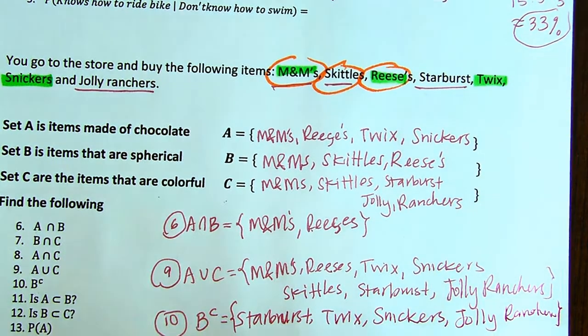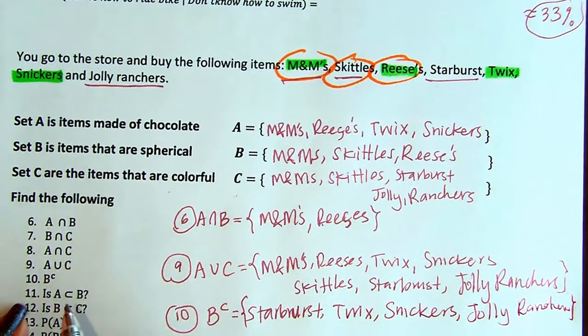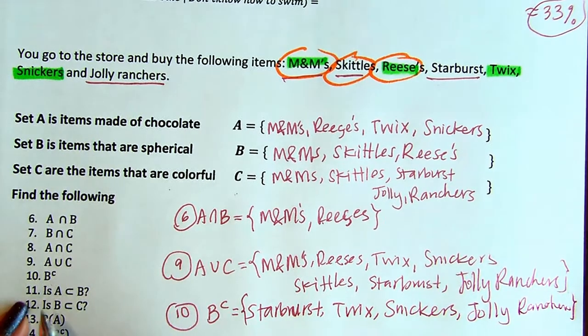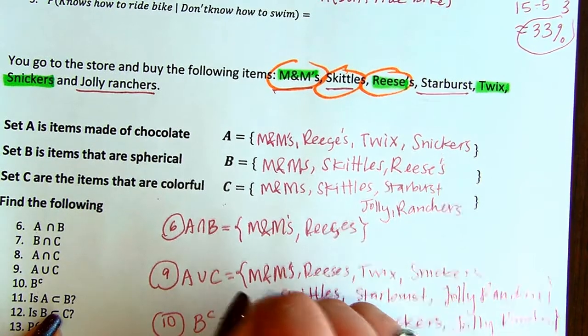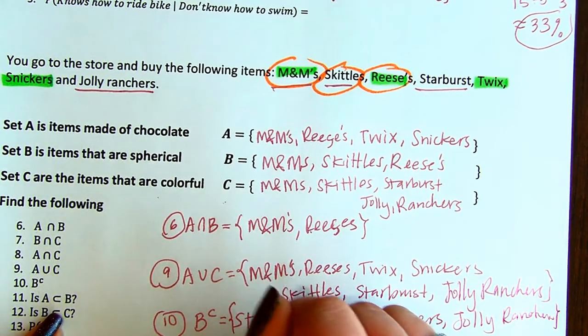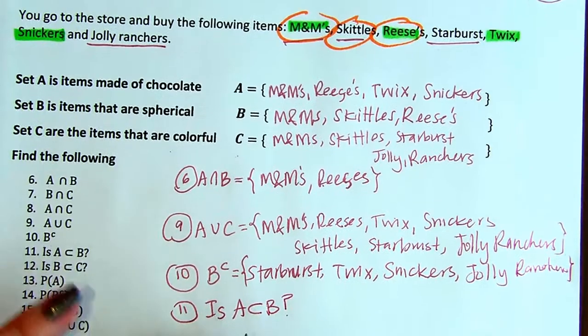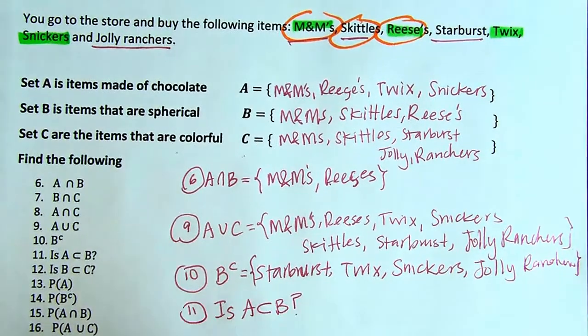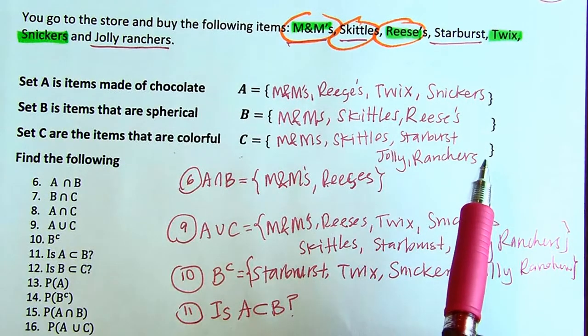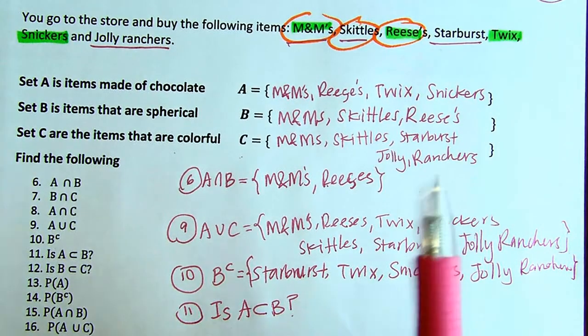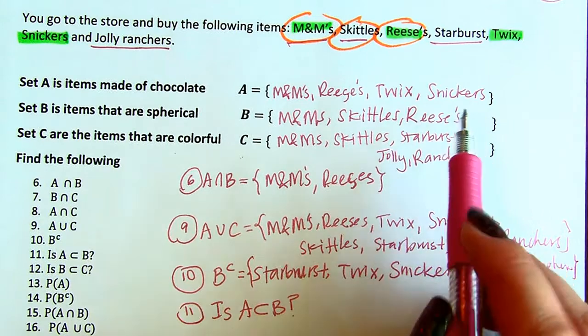So that's complement. Number 11 is A subset of B? So what this is asking is, is A completely contained in B? Which also means, is A completely inside of B? Or are all the elements that A has also in B? And this would be a no.